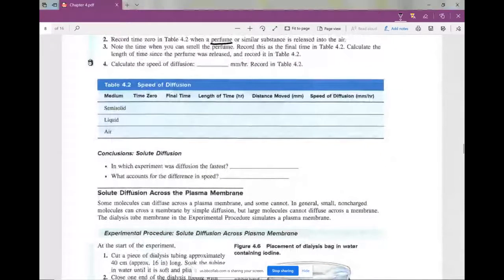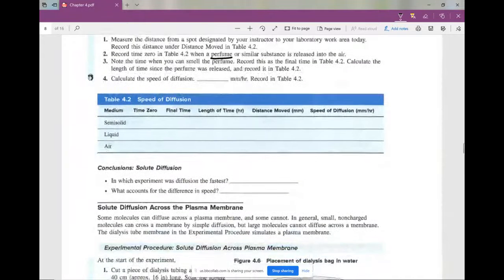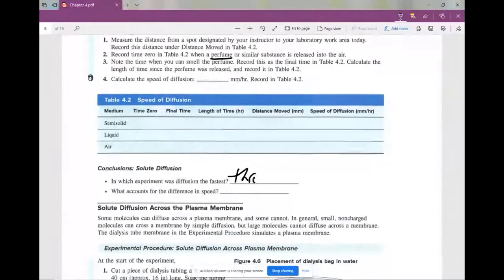So the end result is, in which experiment was diffusion the fastest? Well, that would be diffusion through air, which is intuitive, right? What accounts for the difference in speed? There's less material for the molecule to pass through, right? There's less friction. Less friction. Less material.